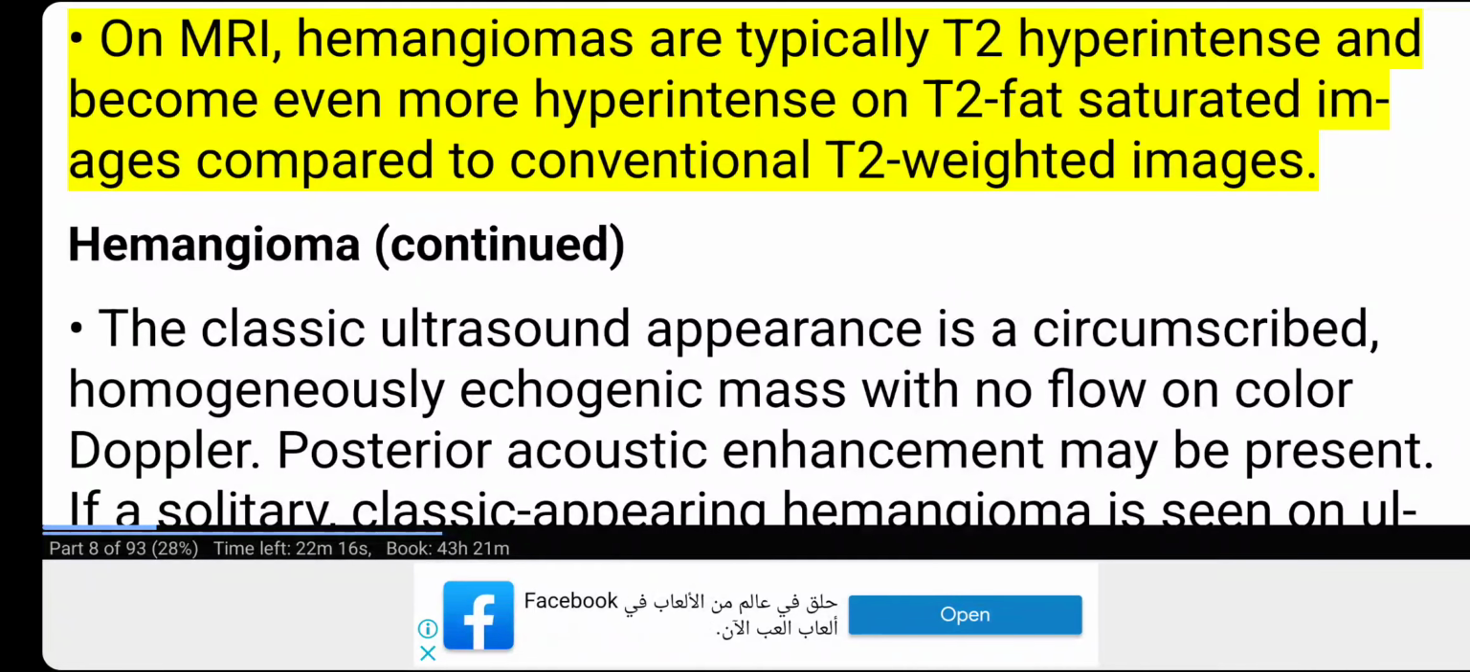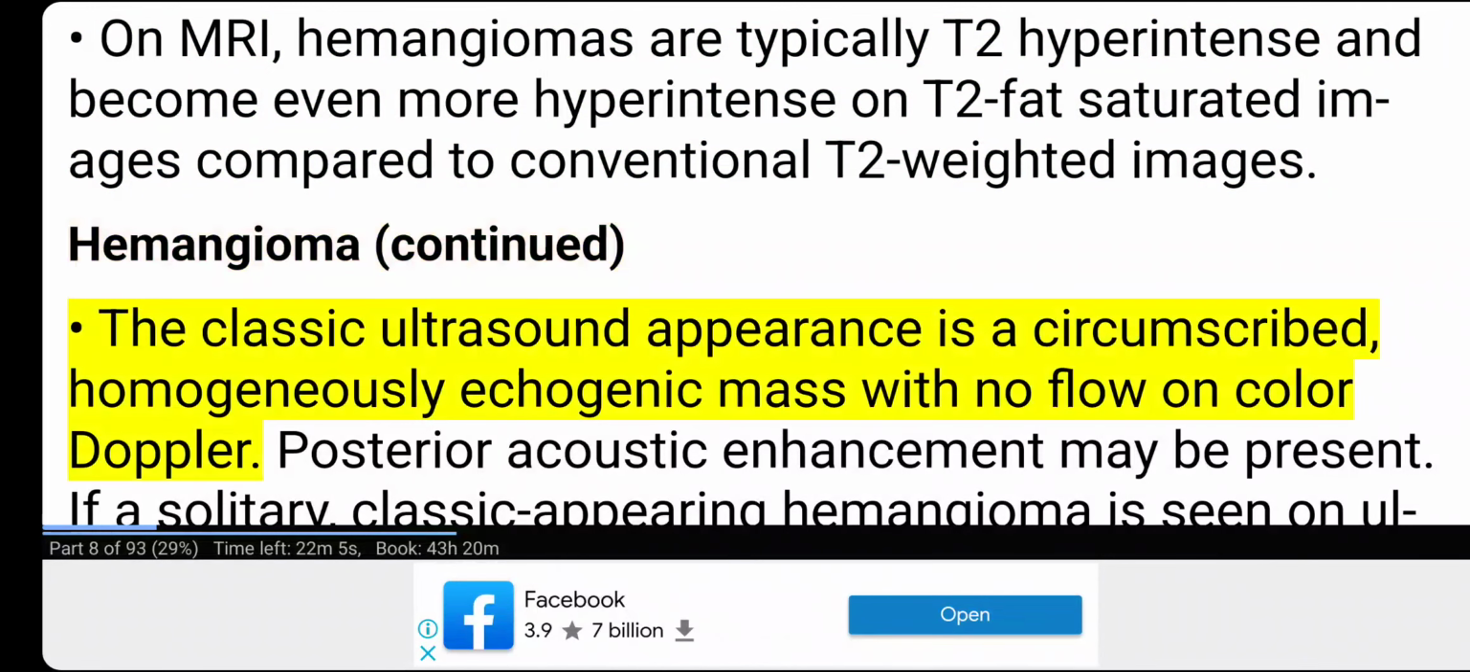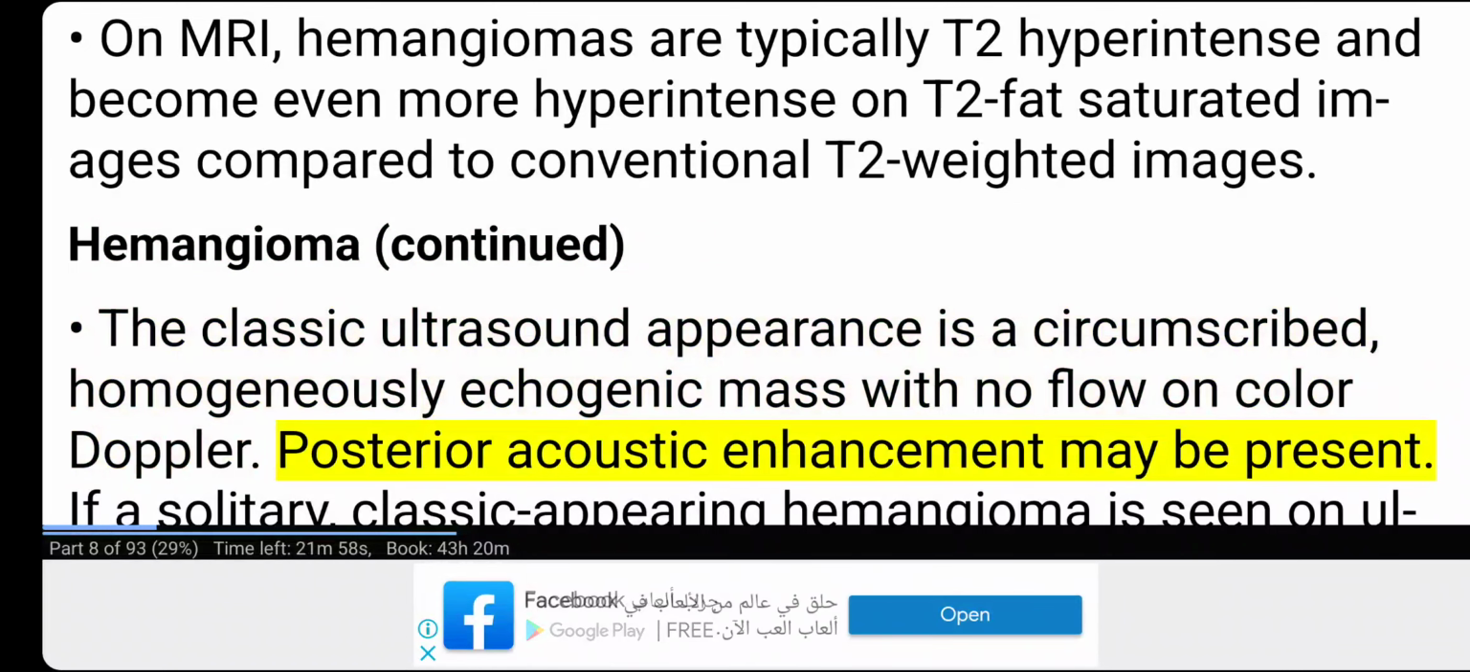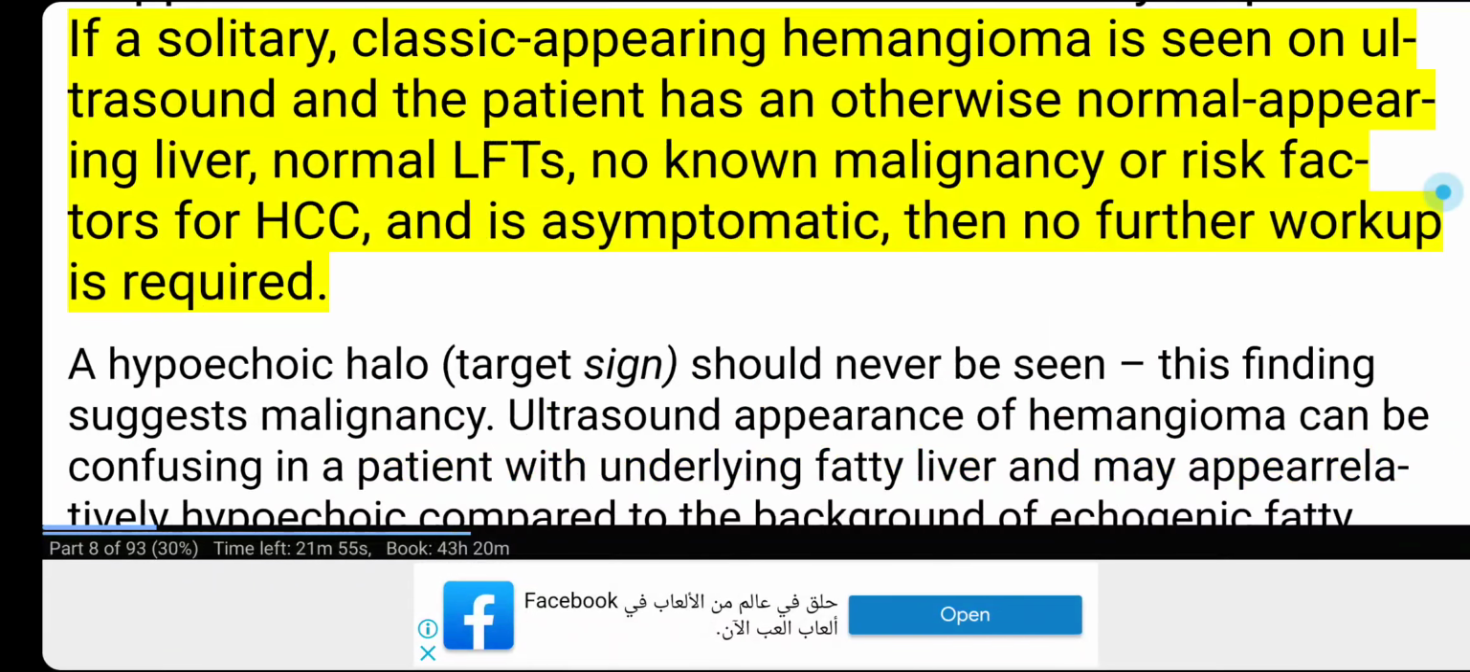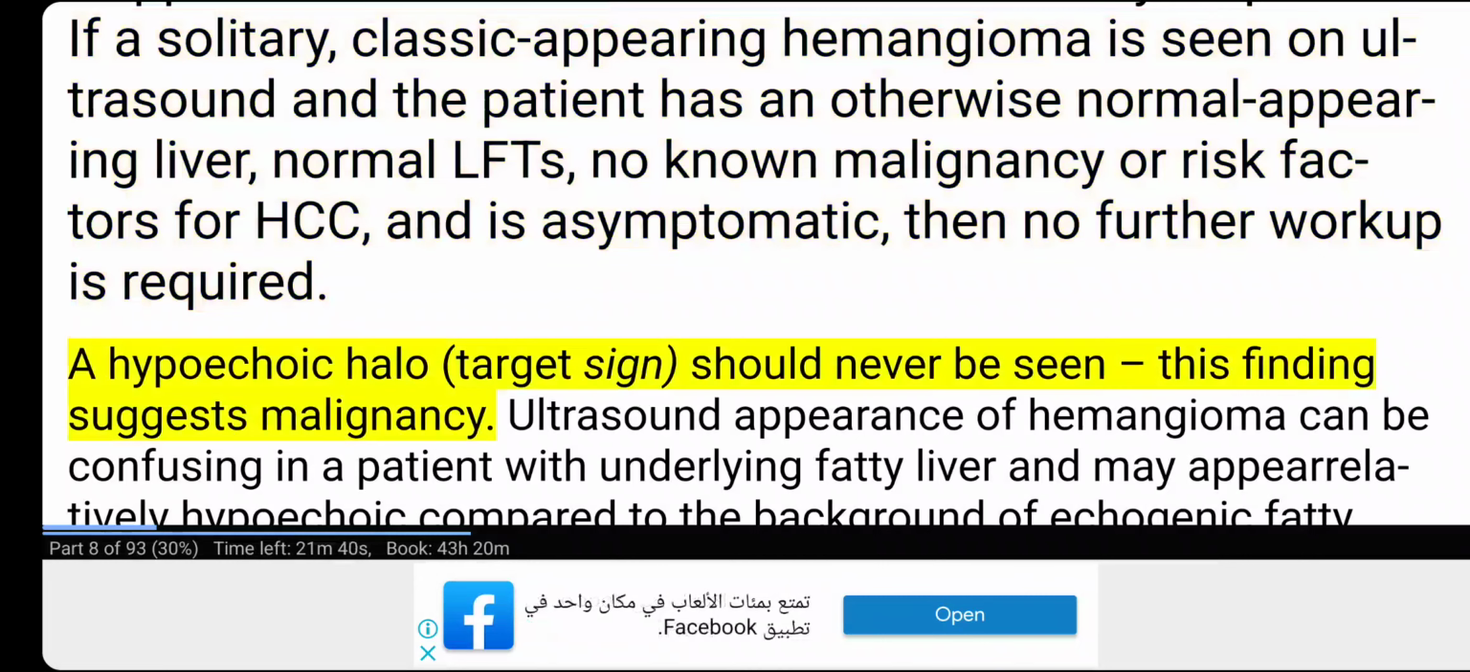Hemangioma, continued. The classic ultrasound appearance is a circumscribed, homogeneously echogenic mass with no flow on color Doppler. Posterior acoustic enhancement may be present. If a solitary, classic appearing hemangioma is seen on ultrasound and the patient has an otherwise normal appearing liver, normal LFTs, no known malignancy or risk factors for HCC, and is asymptomatic, then no further workup is required. A hypoechoic halo target sign should never be seen.